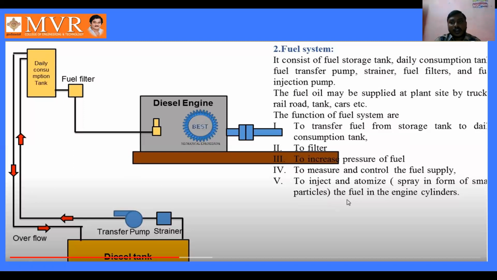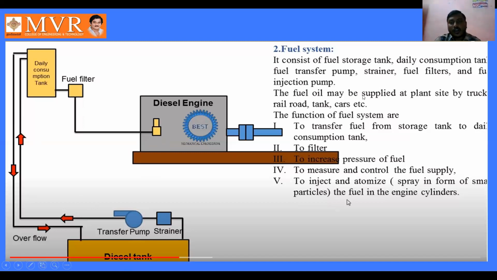We can observe here that it consists of the fuel storage tank, the daily consumption tank, the fuel transfer pump, the strainer, the fuel filters and the fuel injection pump. By using all these, we are going to transfer the diesel from the diesel tank to the diesel engine.